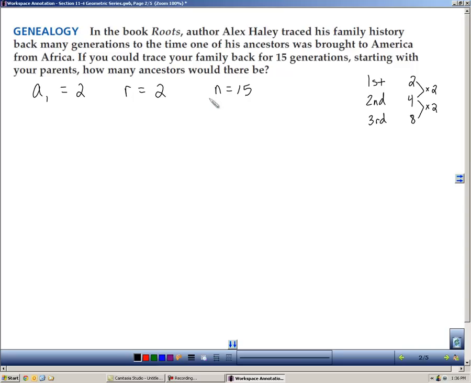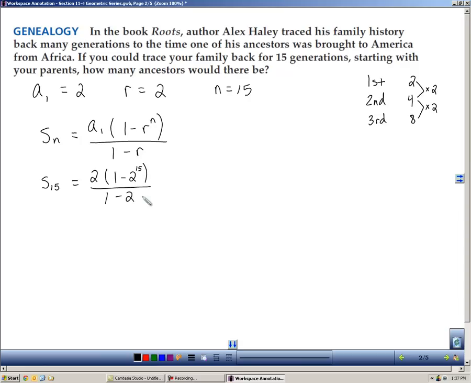Now with those three pieces of information, I can use my formula for a geometric series. So here's the formula, and I know that 15 is my n value, and my a sub 1, my first term, is 2. So 1 minus the ratio of 2 to the 15th power, all over 1 minus 2. And now we can solve this. If you put all this in a calculator, you find that the 15th generation will have had 65,534 ancestors.